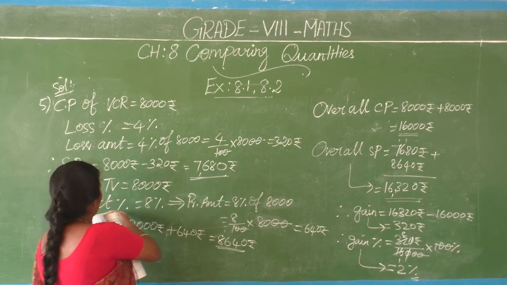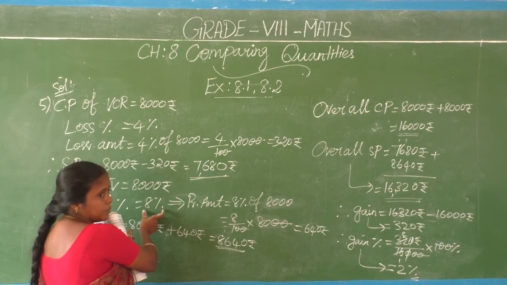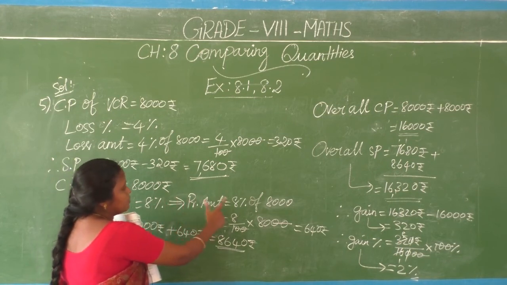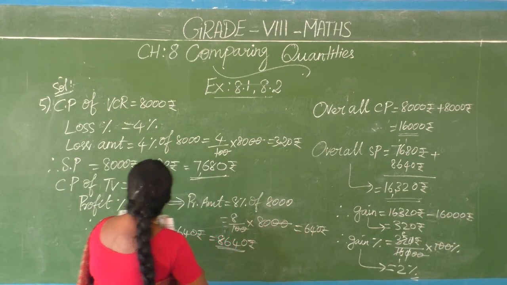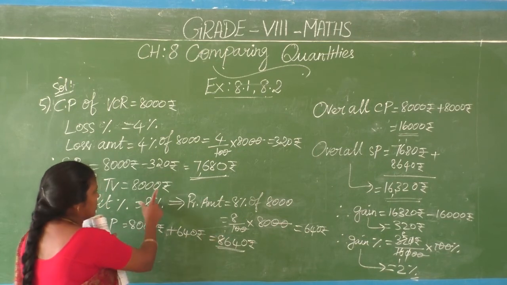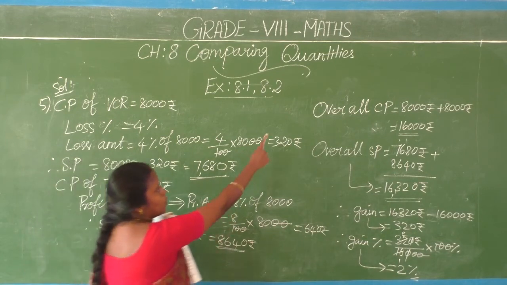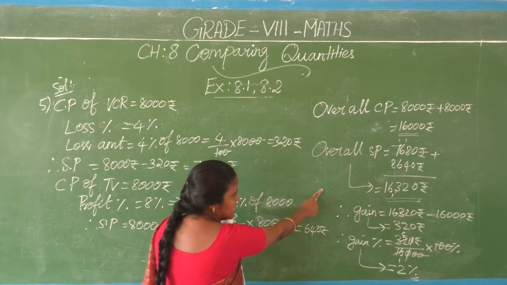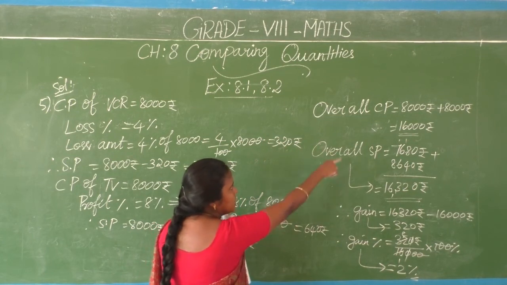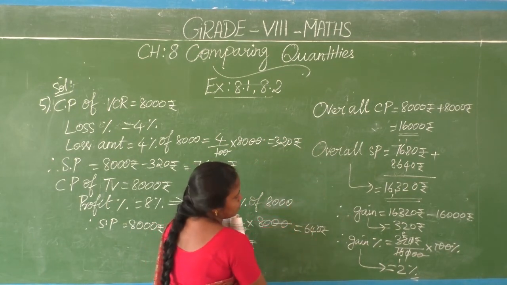At that time the profit percentage is 8% given here. So from this profit amount we have to find the SP of the second item. Then overall CP how much? Overall SP how much? Compare both, which is greater, based on that the result will come.